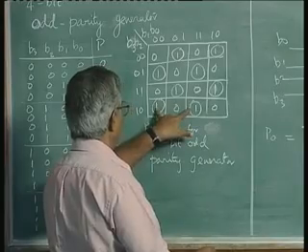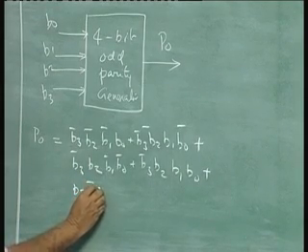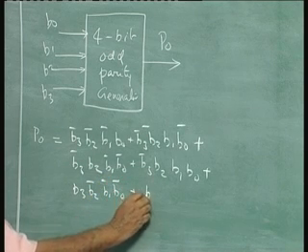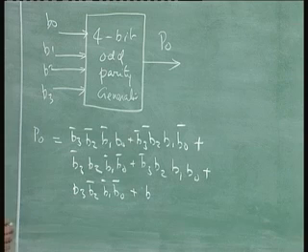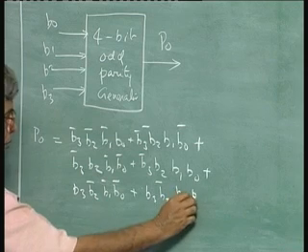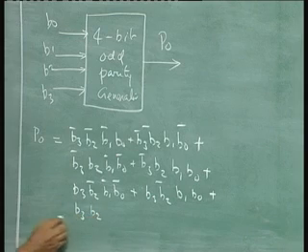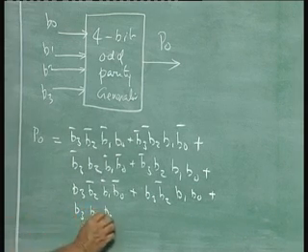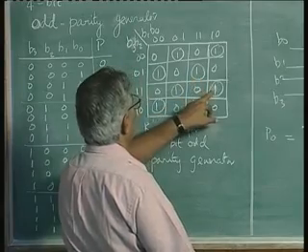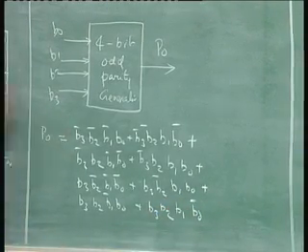These two I can write as B3, B2 bar, B1 bar, B0 bar; B3, B2 bar, B1, B0; and finally these two, B3, B2, B1 bar, B0; B3, B2, B1, B0 bar. All the 8 terms have been written.